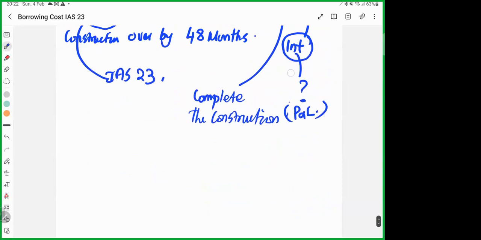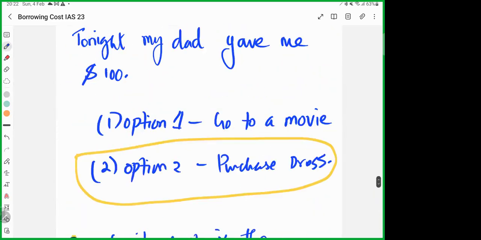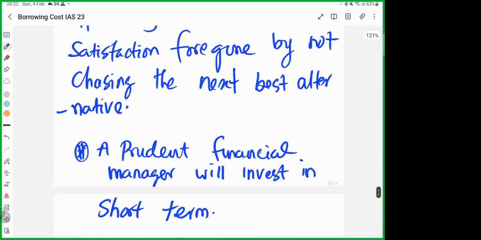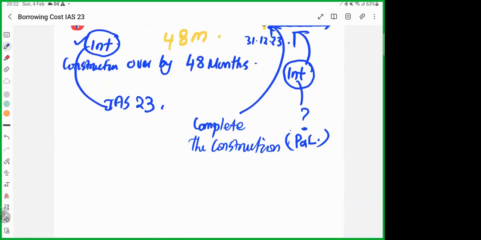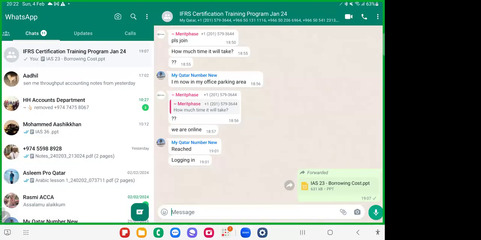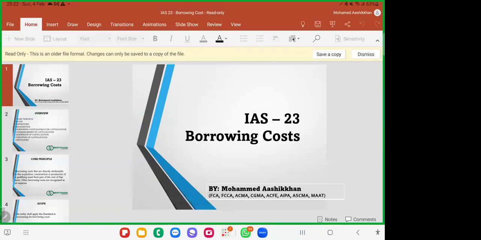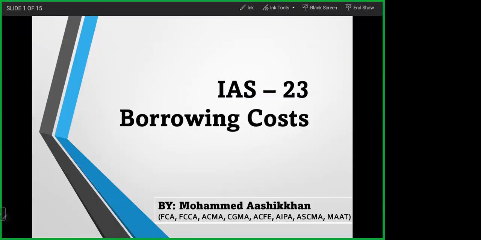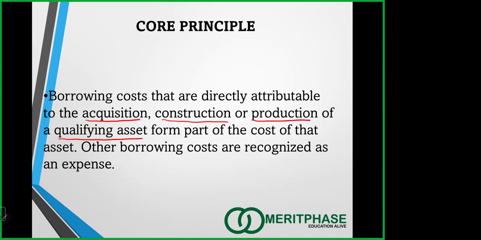And I believe this much only we need to have an understanding as to borrowing cost. Any question you need to ask me? Oh, it's clear. Very good. Construction or production of a qualifying asset forms part of the cost of that asset. Other borrowing costs are recognized as an expense. I believe this is very clear. Yeah, very clear.